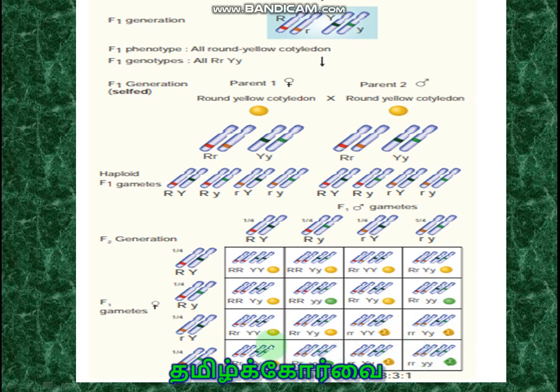So you can easily remember it, students. You see, you remember the triangle first for the 9 round yellow. You see the triangle, and one inverted L for round green and another inverted L for wrinkled yellow. The last box for wrinkled green. So we are getting the ratio of 9 is to 3 is to 3 is to 1.